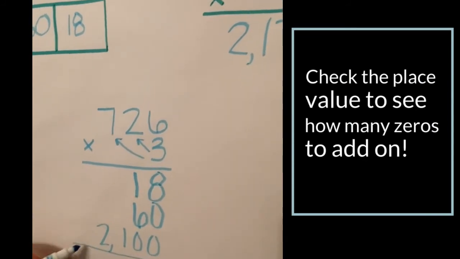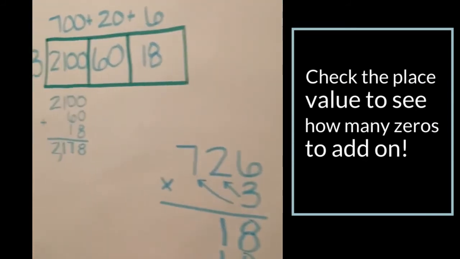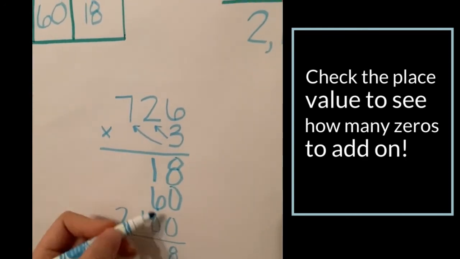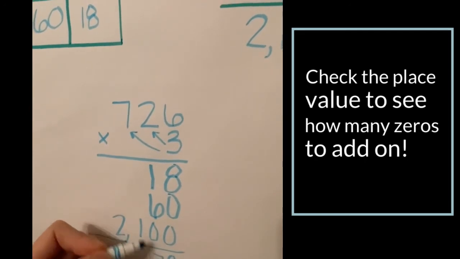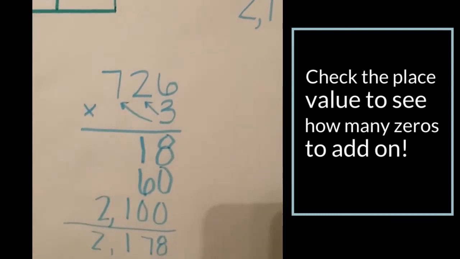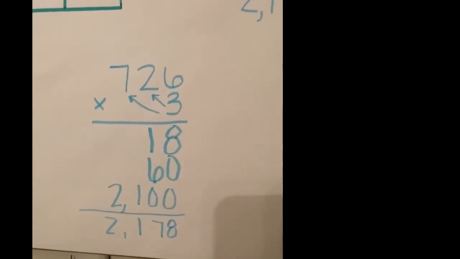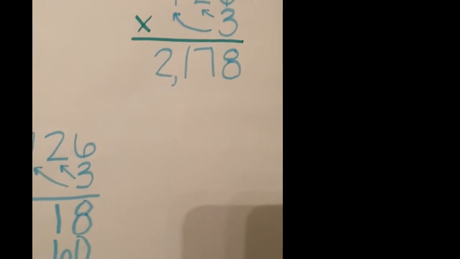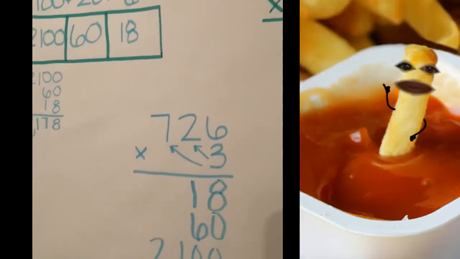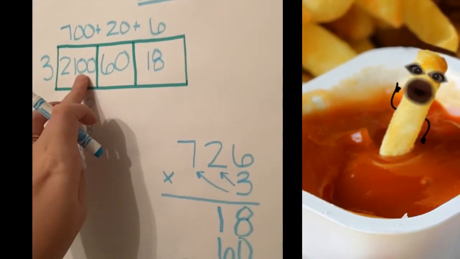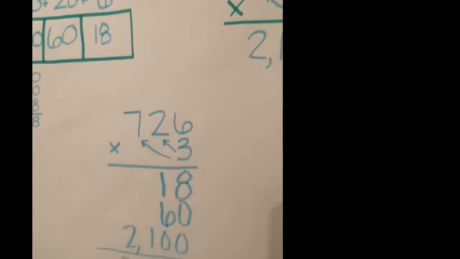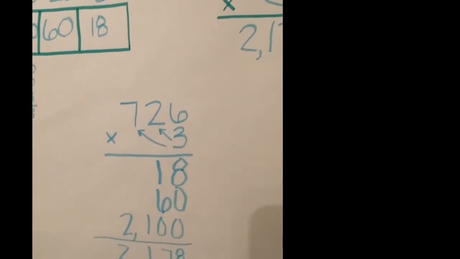And then you just add these all up together, just almost like we did right here. So 8 plus 0 is 8. 1 plus 6, 7 plus 1 plus 2. So I've got 2,178. So it's really almost a combination of these two. You're just seeing those full numbers out here, just like we did here. You can see we've got 2100, a 60, and an 18. It just looks a little bit different.